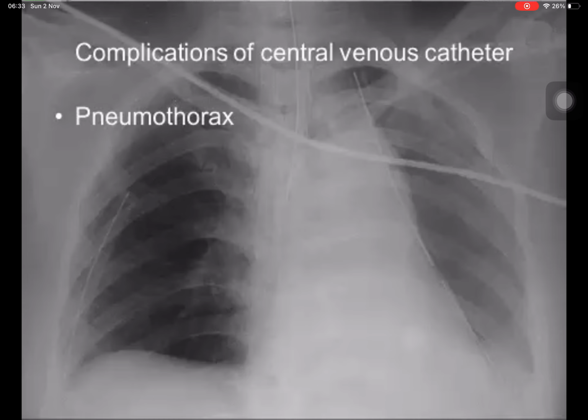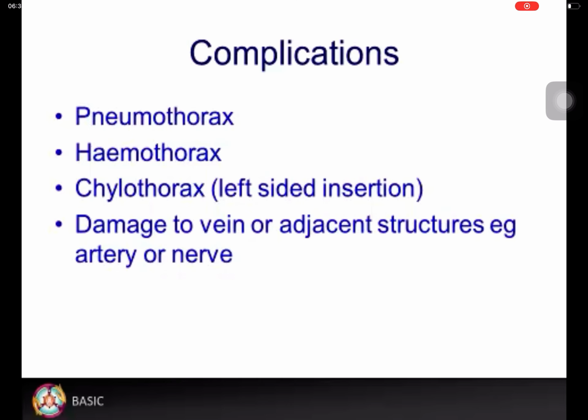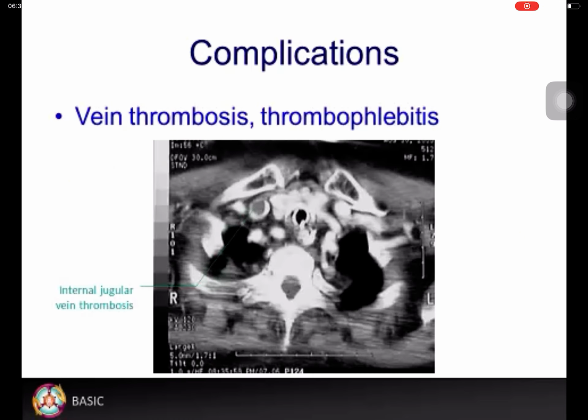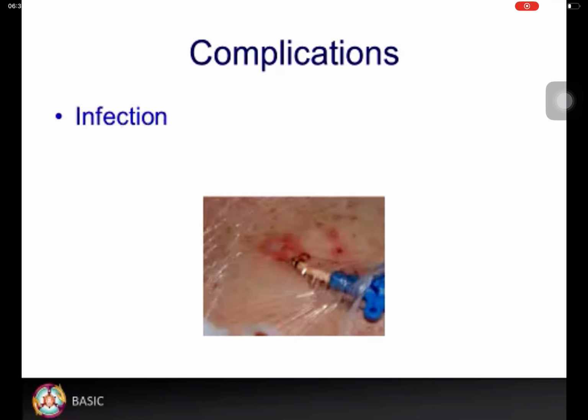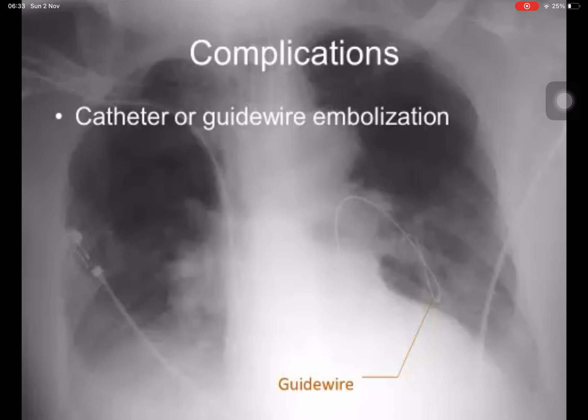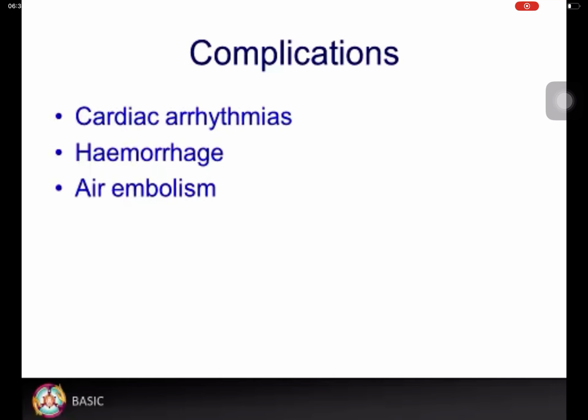Complications of central venous lines include pneumothorax, hemothorax, chylothorax for left-sided insertions, damage to the vein or adjacent structures, for example artery or nerve, venous thrombosis and thrombophlebitis, infection, guide wire or catheter embolization, cardiac arrhythmias, hemorrhage, and air embolism.